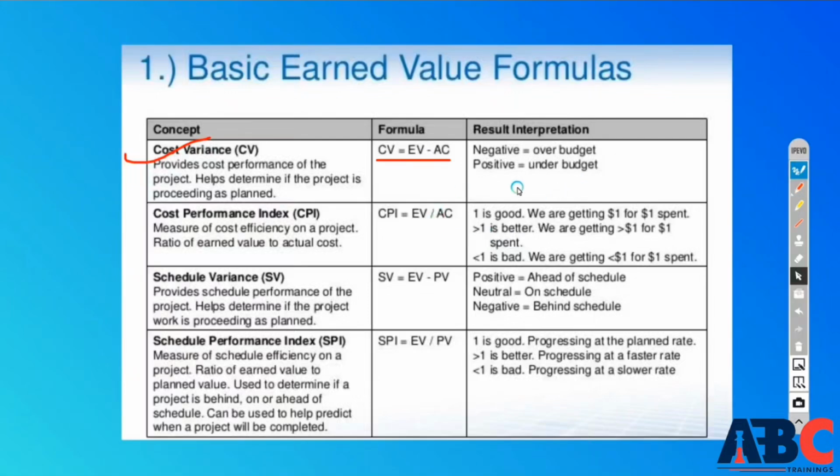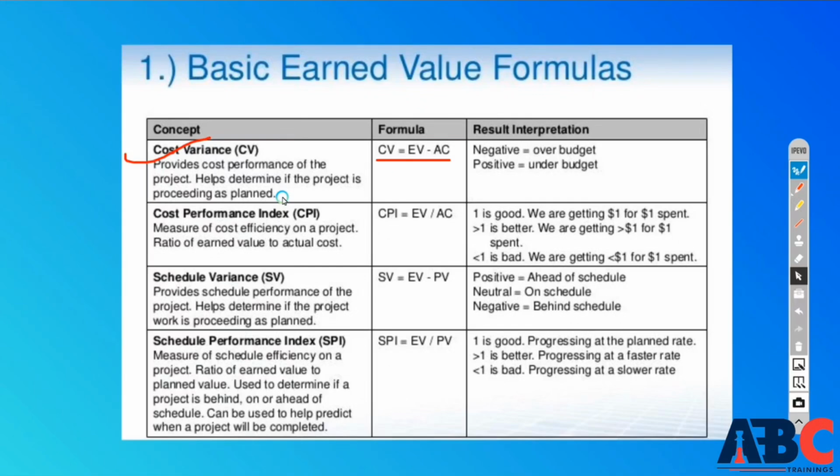After that comes CPI, which is earned value divided by actual cost. We call it the cost performance index, or CPI, which helps in measuring the efficiency of your project. If the value is 1, then it is good. If it is greater than 1, then it is even better. If it is less than 1, then you are over budget, which means you are spending more than the planned value of the project.